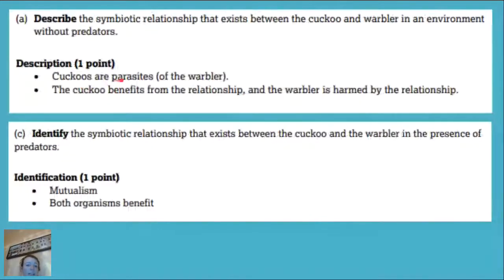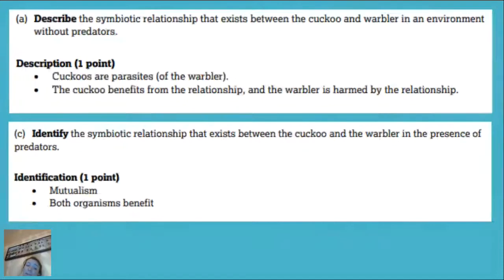The cuckoos are parasites, the cuckoo benefits from the relationship, and the warbler is harmed by the relationship. Either of those works, so you didn't even need to know the vocab word, as long as you could say cuckoo benefits, warbler's harmed. Super easy because that's explicitly listed in the question. You just needed to restate it. Then you needed to be able to take a look at this graph and determine that when warblers and cuckoos are present in the presence of predators, and I think this is what trips students up because there's a lot of moving parts here, that the warblers and cuckoos did better together.